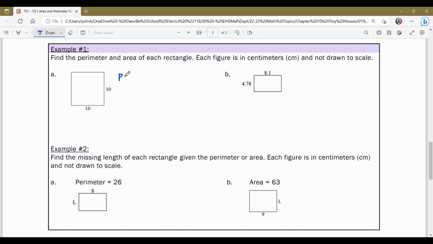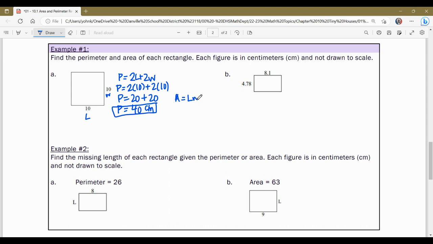So if I want to do letter A, the perimeter, I know that the formula is 2 times the length plus 2 times the width. In our picture, it does not matter which one is L and which one is W. If you need to label them, you can. So I'm going to have 2 times 10 plus 2 times 10. So that's 20 plus 20. So that's 40 centimeters. The units for perimeter are always plain units, no squares, just centimeters.